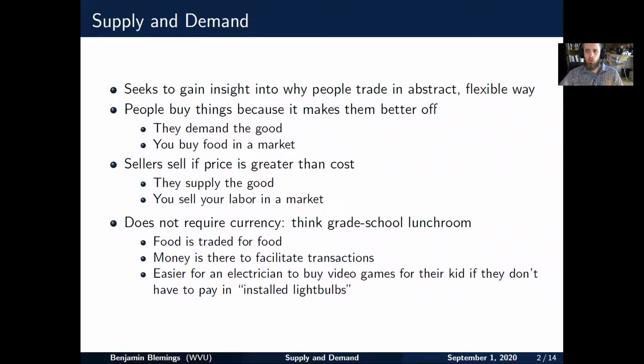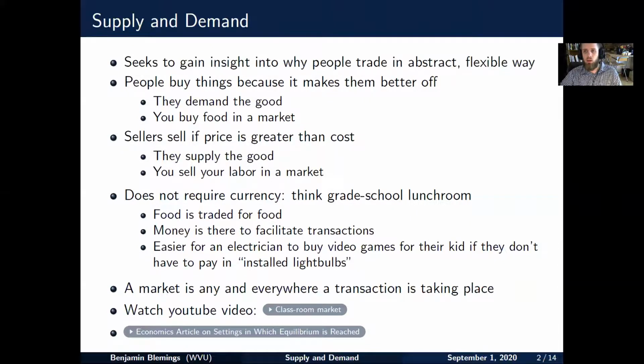Something to think about is that this transaction does not require monetary currency. Like in a grade school lunchroom, you just have food being traded for food, and money would just help facilitate transactions, which is more under the umbrella of macro. You can think about it like it's easier for an electrician to buy video games for the kid if they don't have to pay by installing light bulbs for the video game store for the next year or whatever. So money just helps facilitate these transactions in the supply and demand framework. A market is anywhere that a transaction takes place.